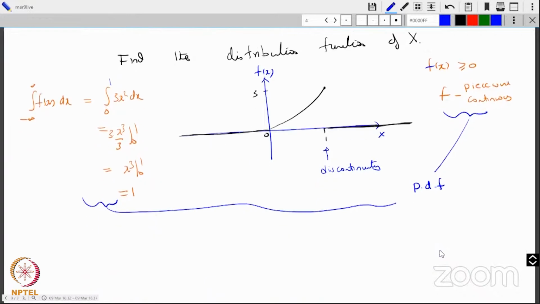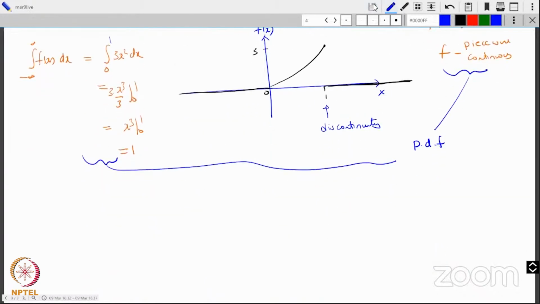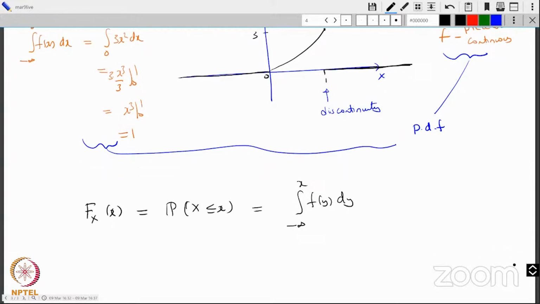Very good. But what's the distribution function? Distribution function is the one that we defined as the probability that X is less than or equal to x. So F sub X of x is equal to the chance that X is less than or equal to x. So what's that going to be? That's just the integral from minus infinity to x of f of y dy.